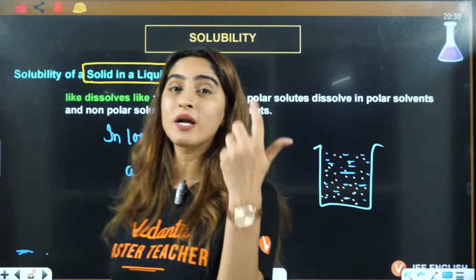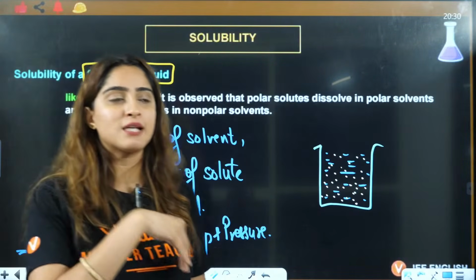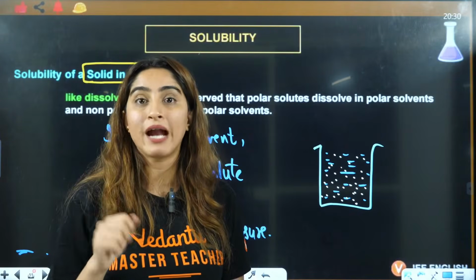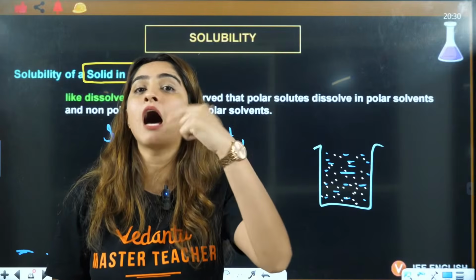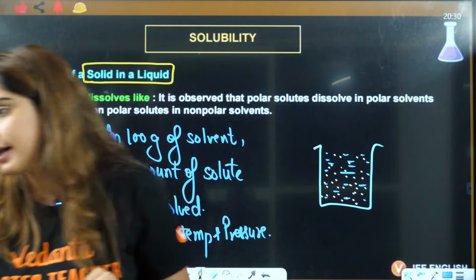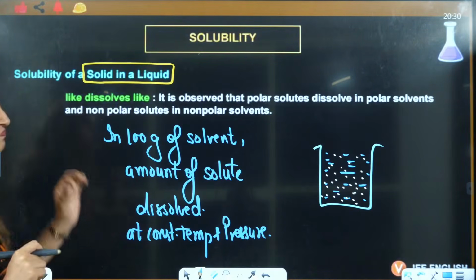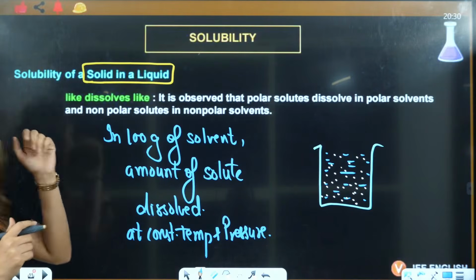It's very easy to understand it when you are just thinking, okay ma'am, this much we are adding, this much we are adding, but the proper definition is in 100 gram of solvent how much solute is being added here, right? Okay, so let's see this.